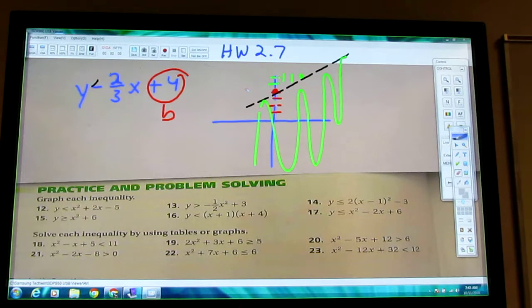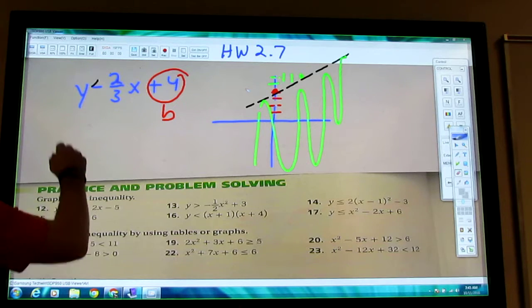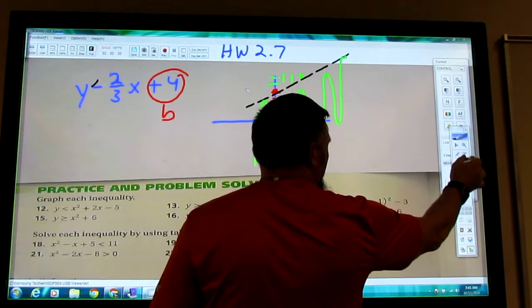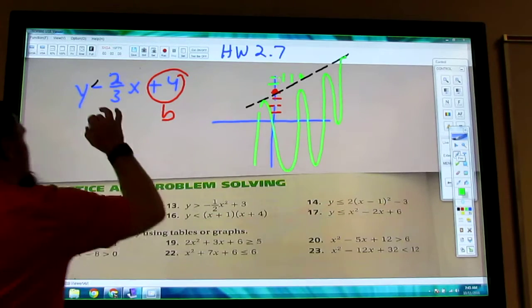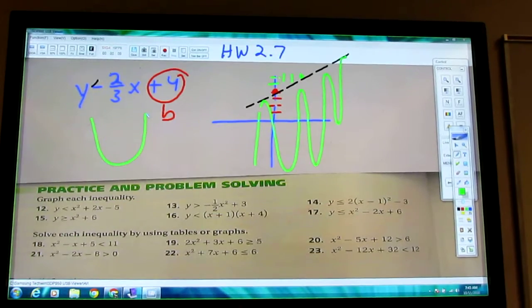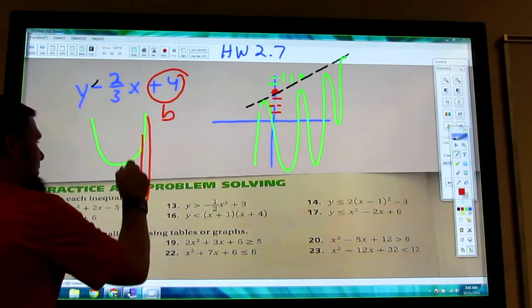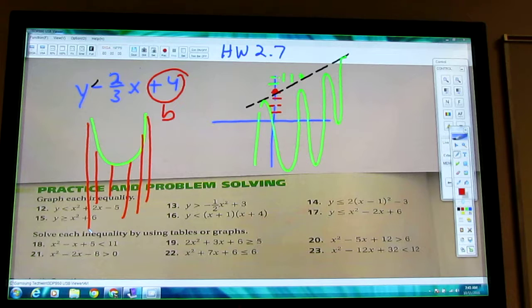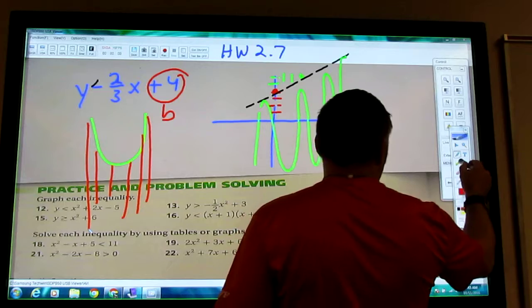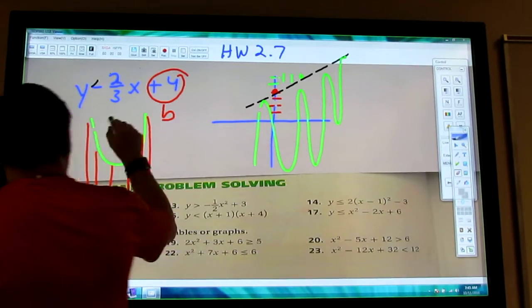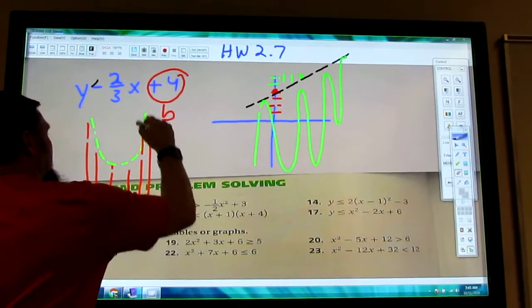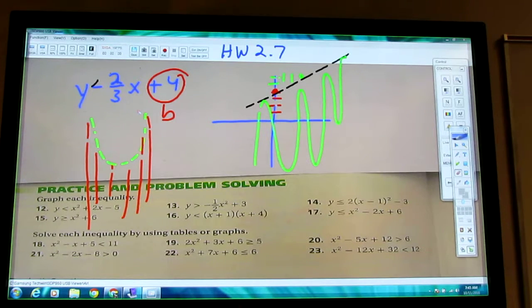It's the same thing with these quadratics. If I have a quadratic that looks like this, and it's less than, then I'm going to go underneath it, just shade underneath it. If it's less than or equal to, I shade underneath it. If it's less than, I shade underneath it and make it dotted. No difference. Does that make sense?